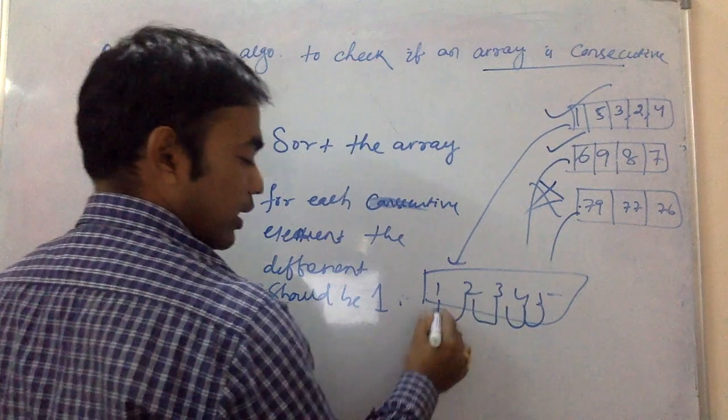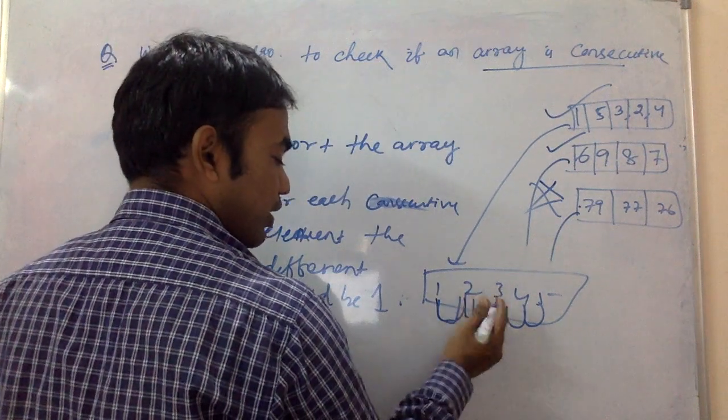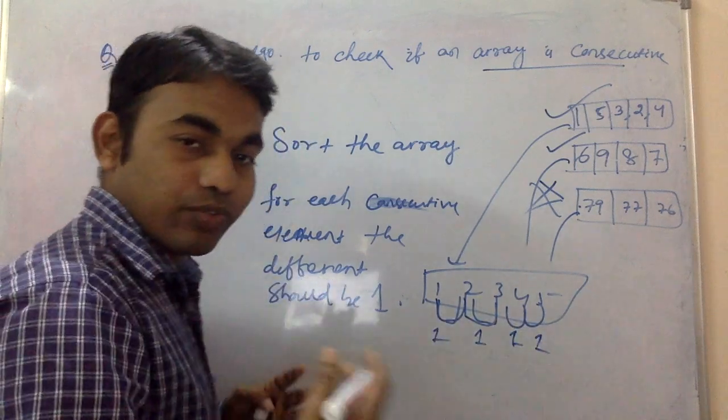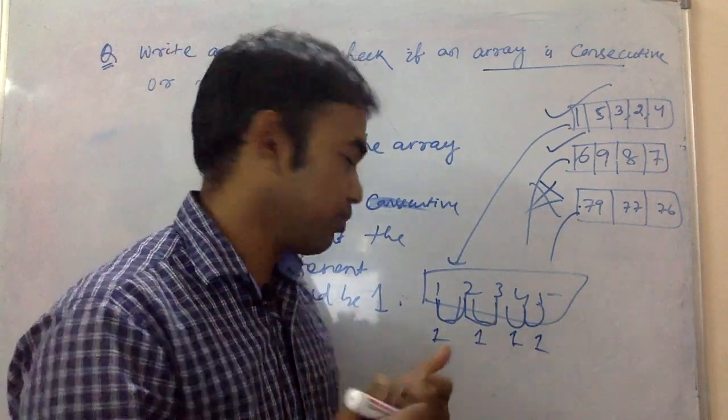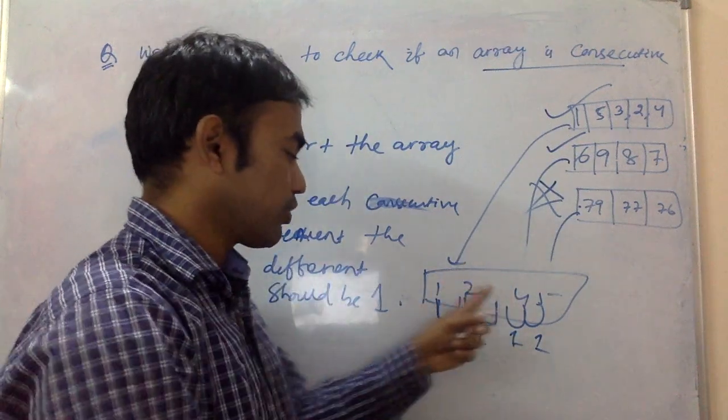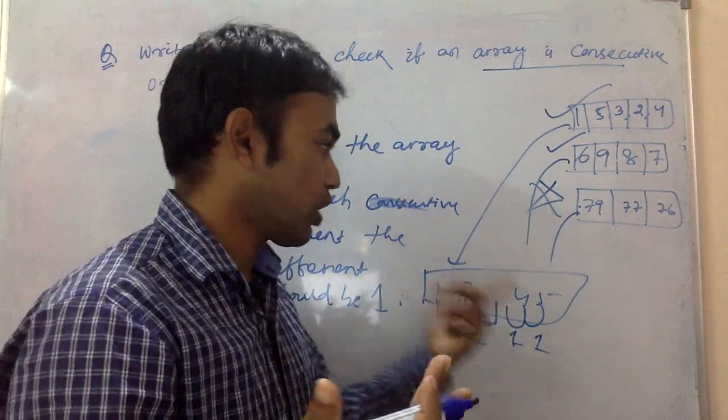So what I am doing is just sorting and checking whether this difference is 1. This difference is 1, this difference is 1, this difference is 1. Each difference between elements must be 1, because after sorting, suppose 3 is not present, then this difference will be 2, and hence it is not a consecutive array.